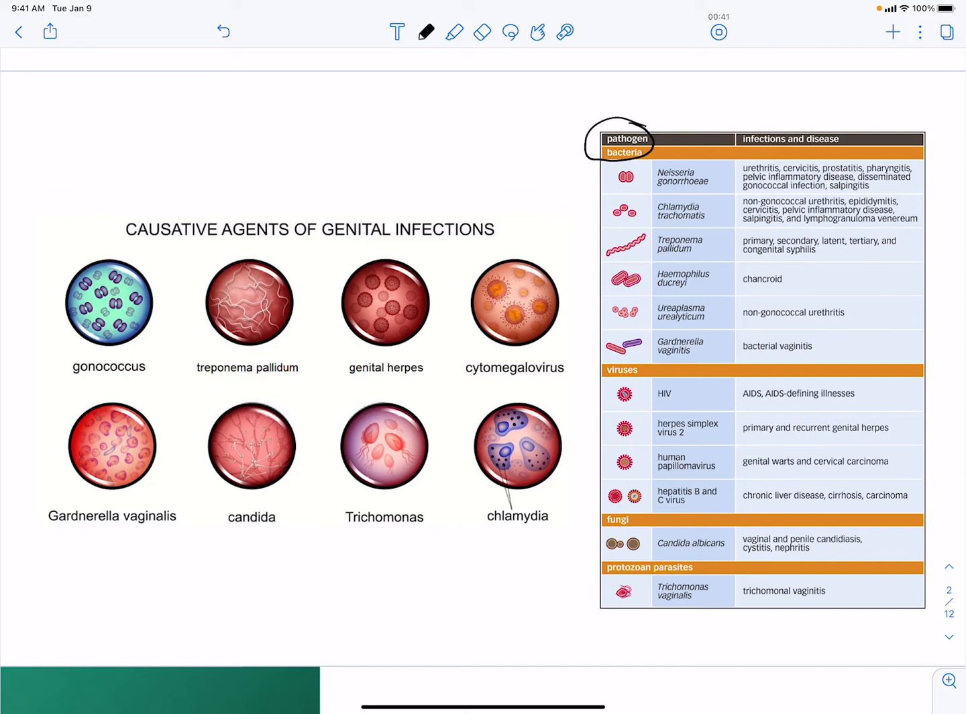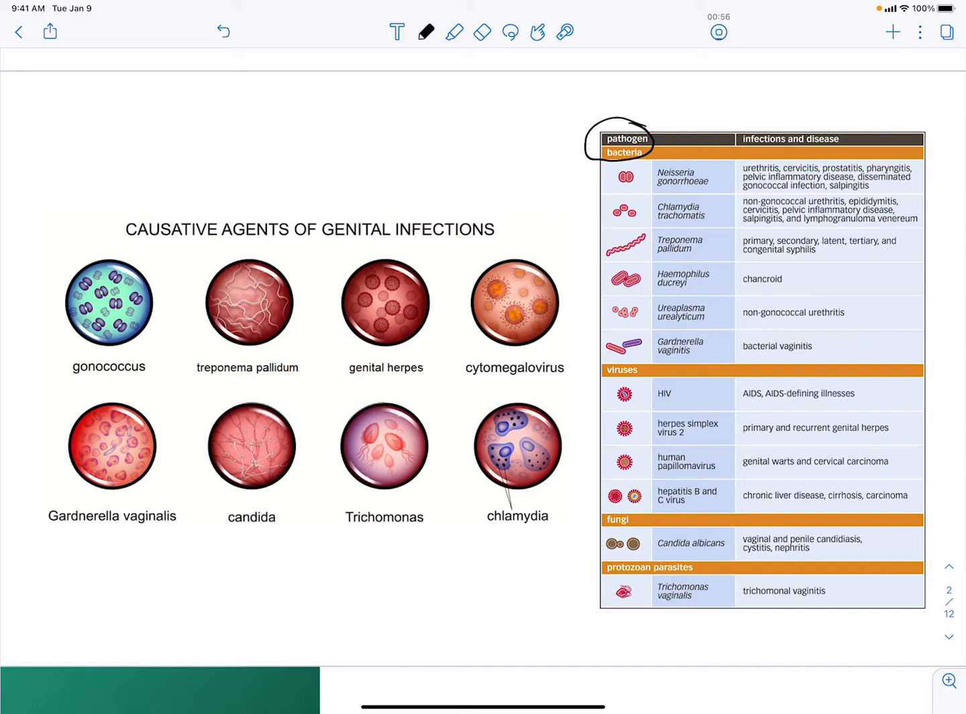We also have Gardnerella vaginitis as well. And Gardnerella can look either gram-positive or gram-negative. That's why they have both of those there. But they're the same organism, whether or not they stain with the gram stain.